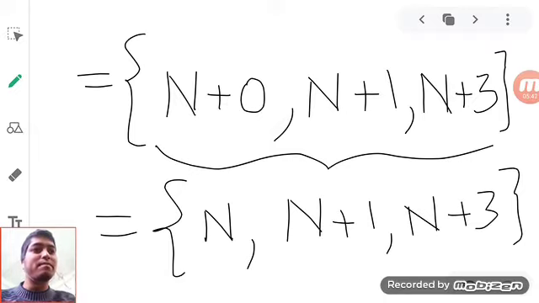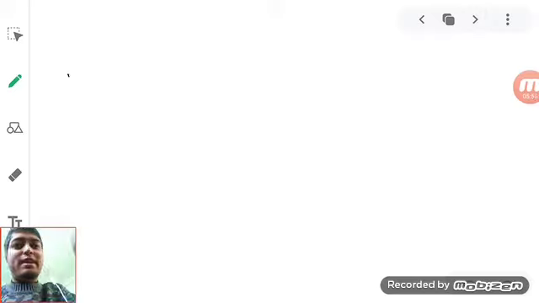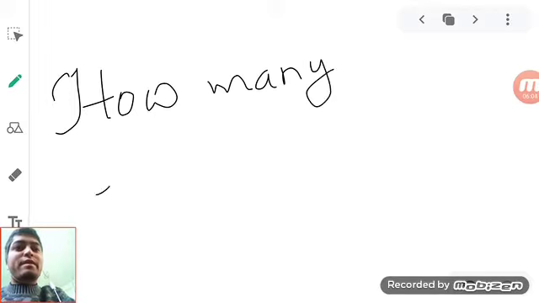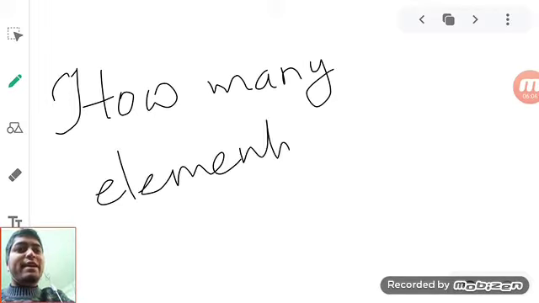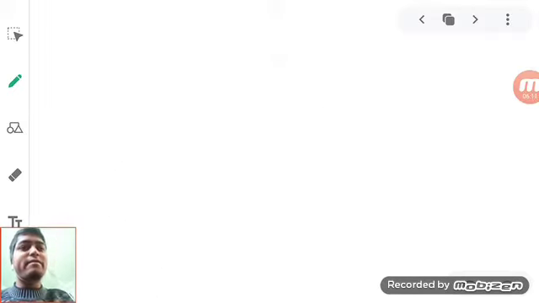As an example, it is interesting to see that because the quotient group contains only the distinct cosets of N, what can we say? How many elements does G by N have? Because we are collecting cosets, as many as there are distinct cosets.